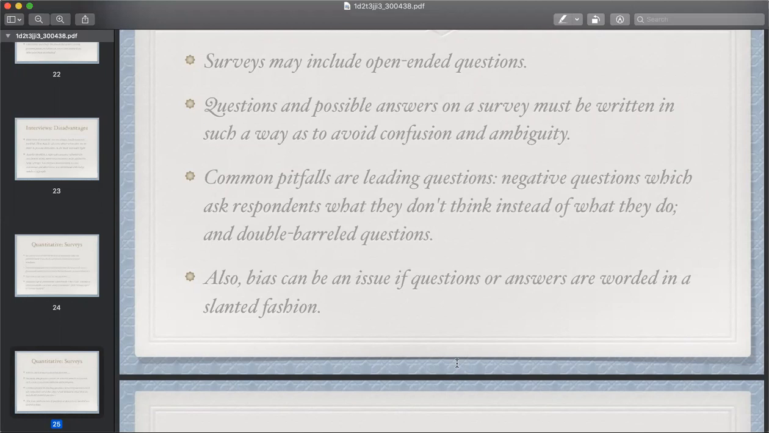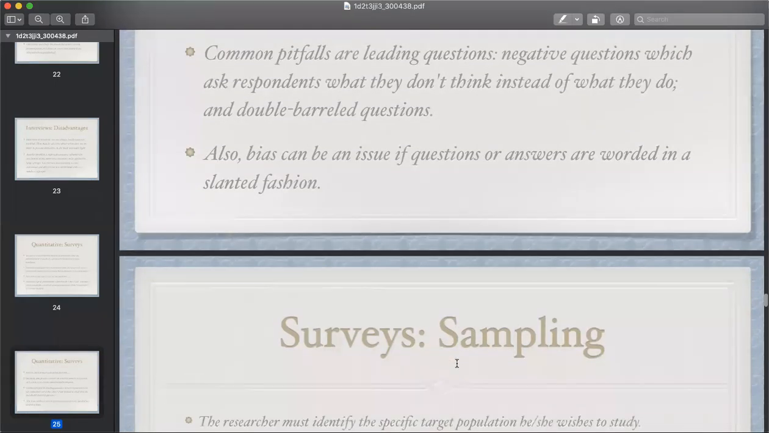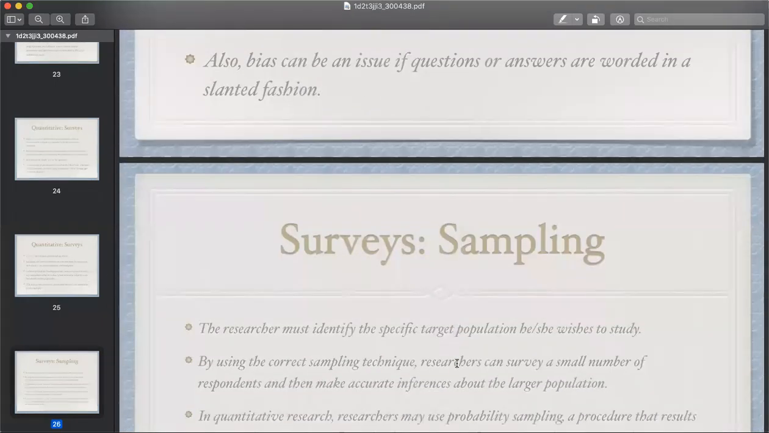Now, if you lose one participant, that's not a big deal. But what happens if that leads to 15 to 20 participants leaving your study? That is a big deal. We want to avoid bias in any of the questions that we're asking as well.